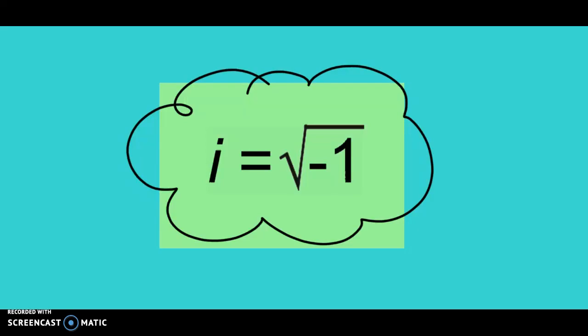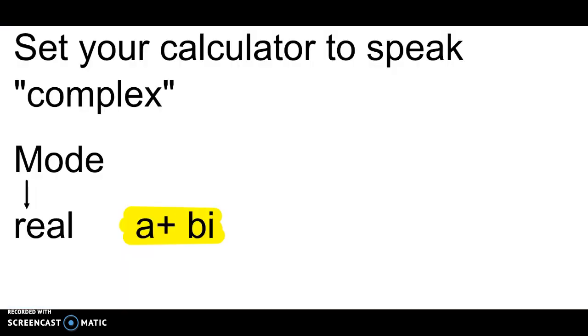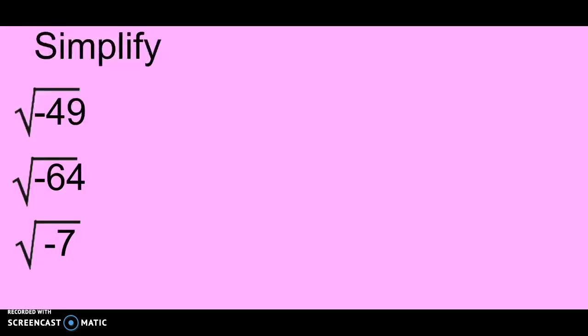Okay, so today we're talking about the letter i, which represents the square root of -1. And we're basically just moving some of these variables and numbers around to make them more friendly. So we've been playing around with these. We're going to do the easy stuff today. So remember to set your calculator so that it can speak complex numbers. So go to Mode and then highlight a + bi so that you've got your imaginary numbers ready to go.